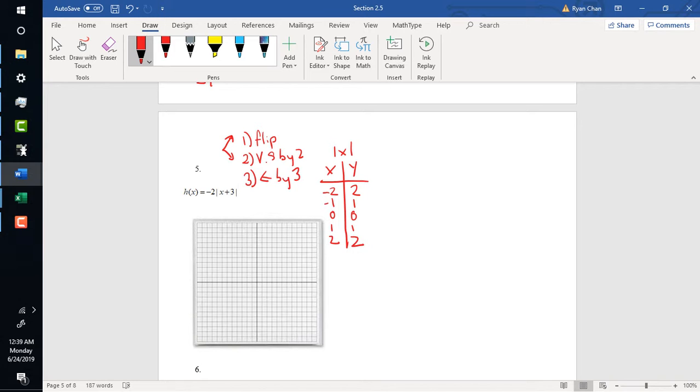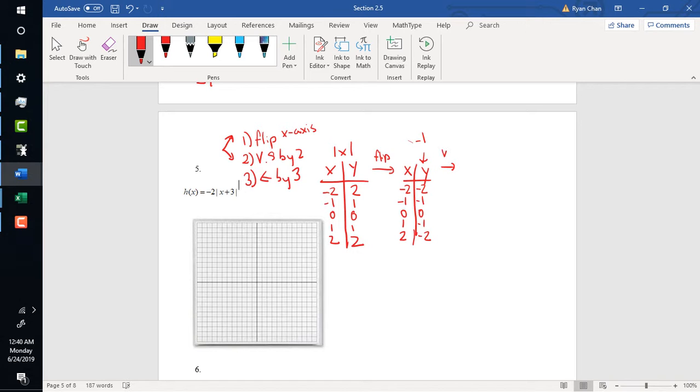So let's talk about this. The first one I'm going to do is my flip. Sorry, let me clarify. It's going to be a flip across the x-axis. What does that mean? That means I'm going to multiply my y by -1. So -2, -1, 0, -1, -2.